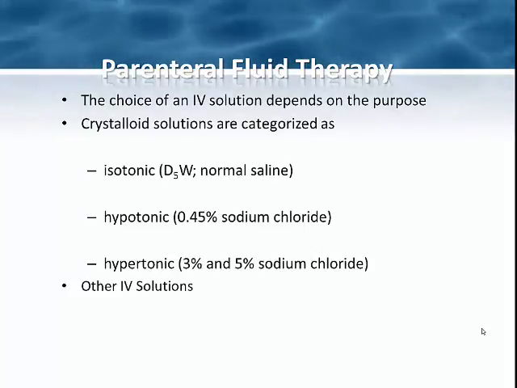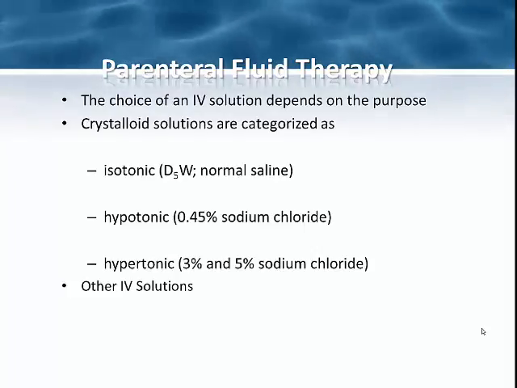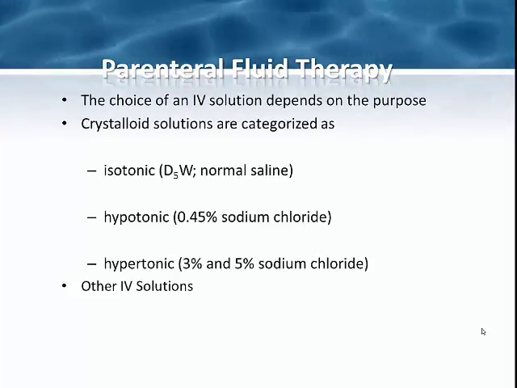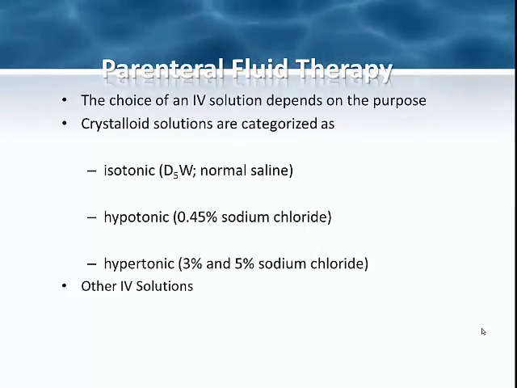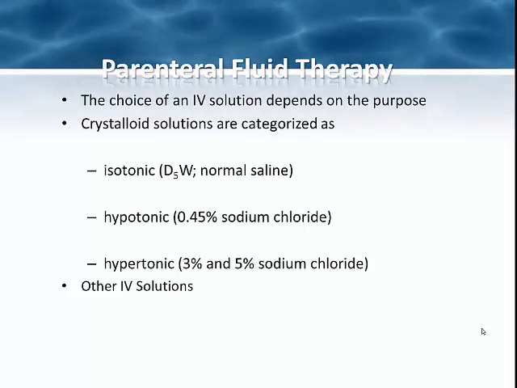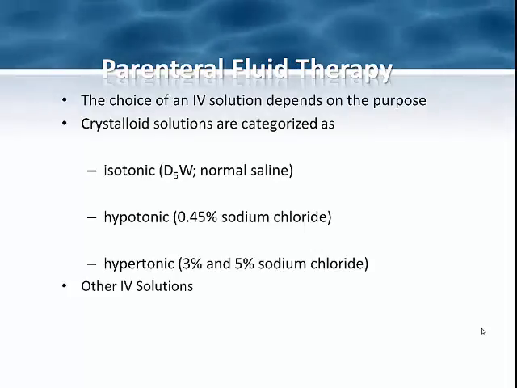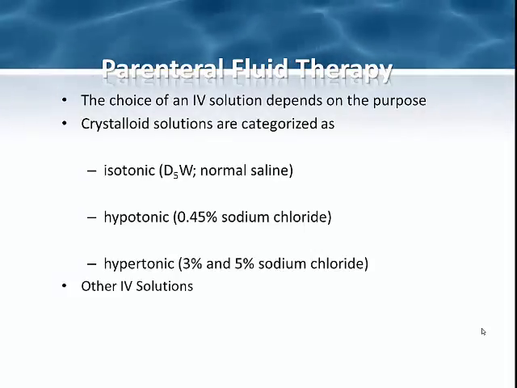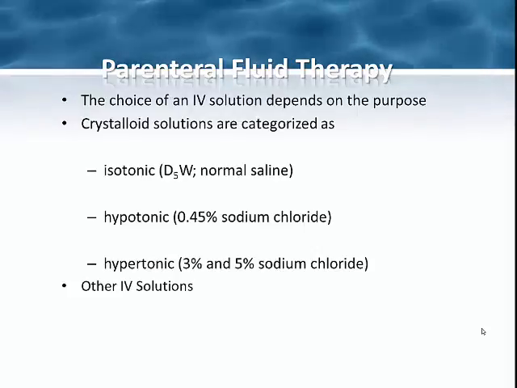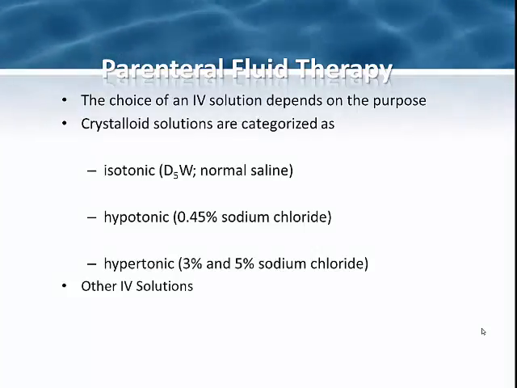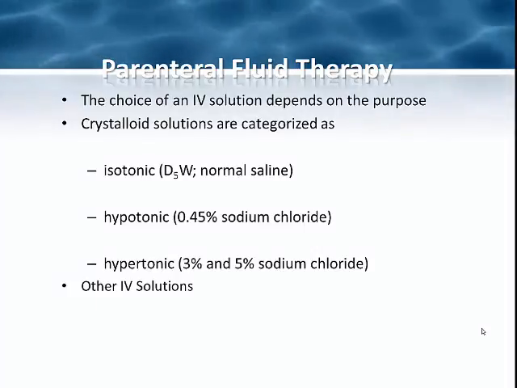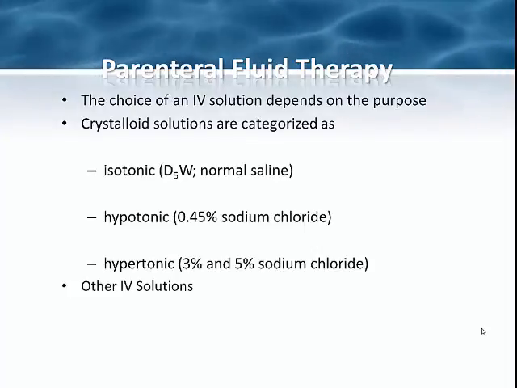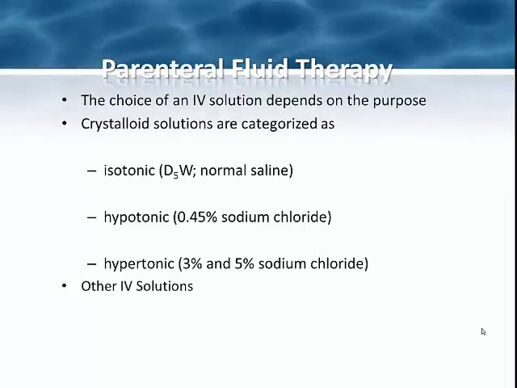Examples of isotonic are D5W, 0.9% normal saline, and lactated Ringer's. Hypotonic solutions, the purpose is to replace the cellular fluid. So they replace free water for excretion of body waste. They are used for the treatment of hypernatremia and other hyperosmolar conditions. A common example is 0.45% sodium chloride.